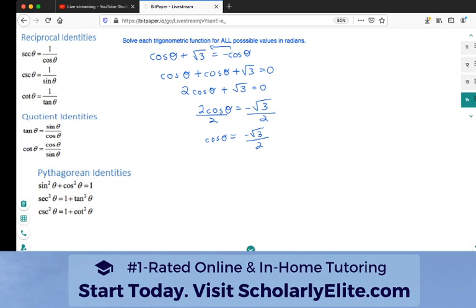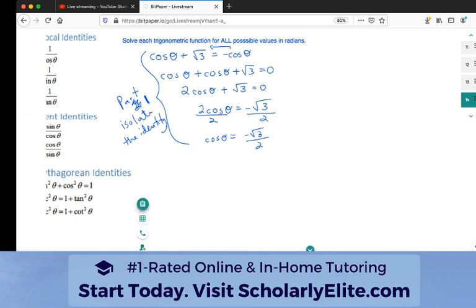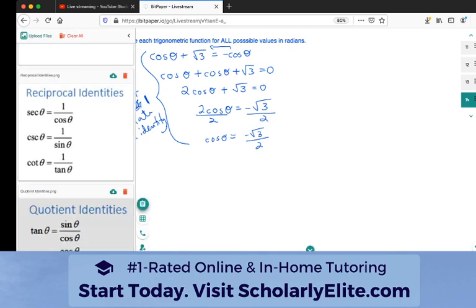Alrighty, guys, so at this point I have completed the first part of this type of question, which is solve and isolate, part one: isolate the identity. And that was not too crazy. We literally just moved everything to one side and numbers to the other side. And now I have an identity where I have cos of theta equals negative root 3 over 2. That is very interesting, and I'll show you why.